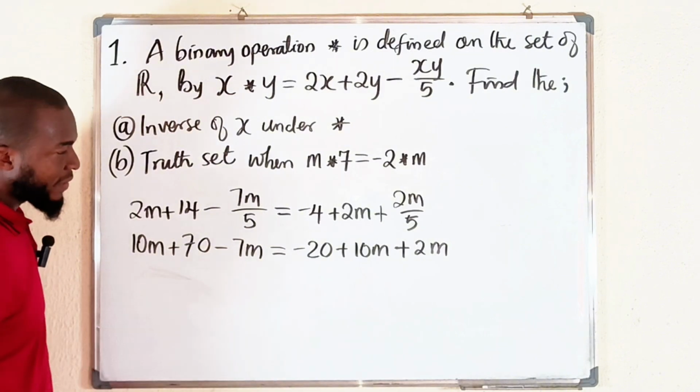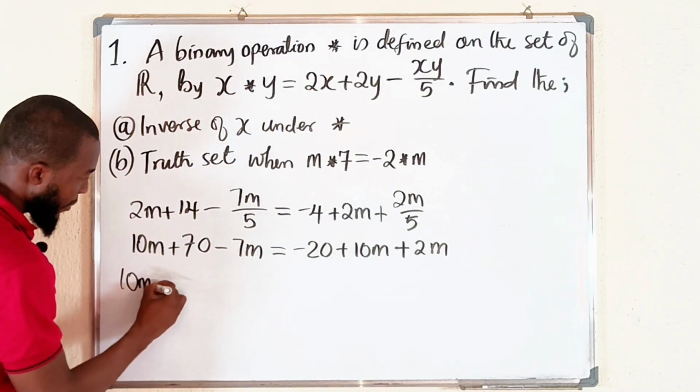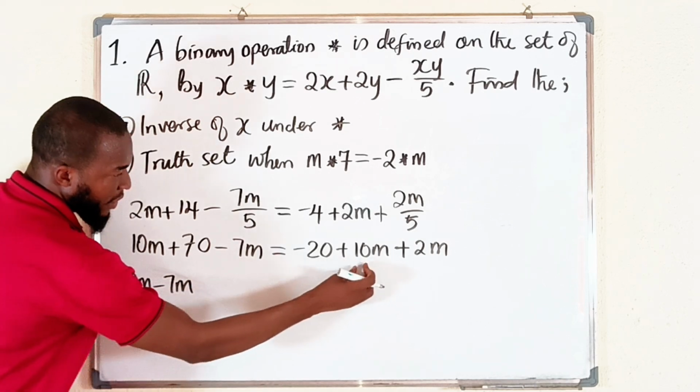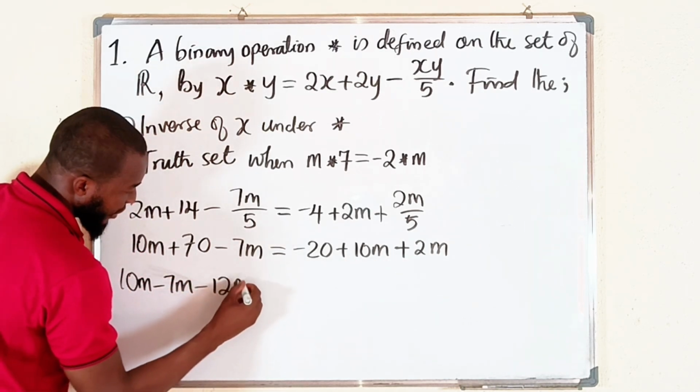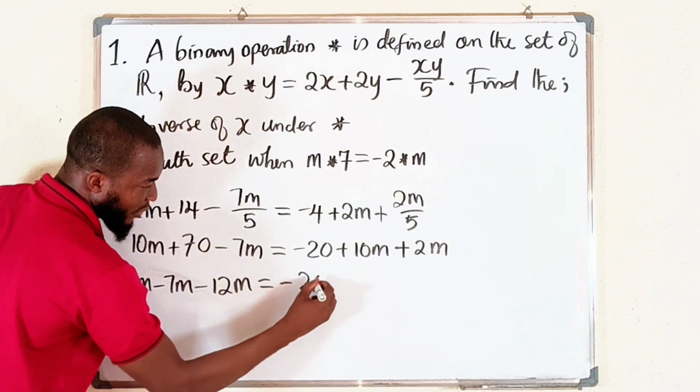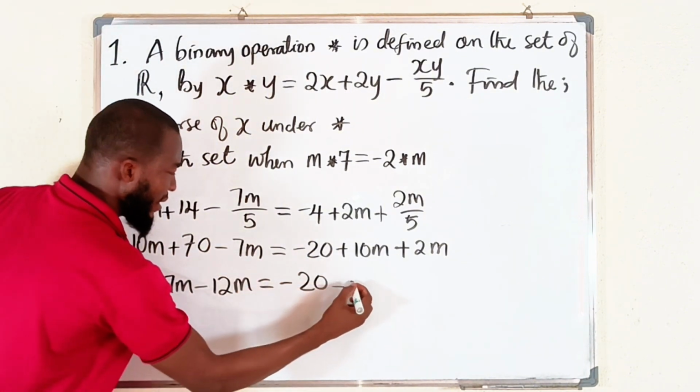So let us collect the like terms, bring all the variables to the left. We have 10m here minus 7m. This together will give us 12. It becomes negative 12 here. This is equal to, we have negative 20, right? Then this will cross over to become negative 70.